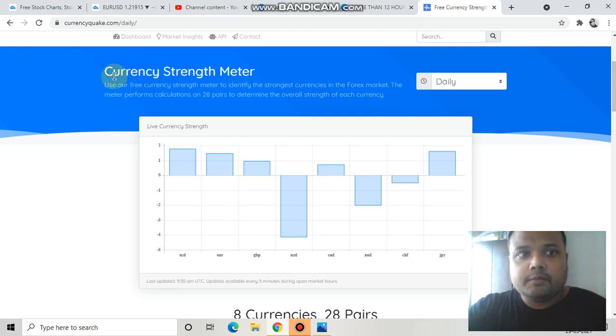That is the reason I never discuss the currency strength meter. Because many people think, okay, USD is going up, so I should buy right now. That is not the thing. You should wait for a perfect opportunity. So this is the reason I never discussed the currency strength meter.